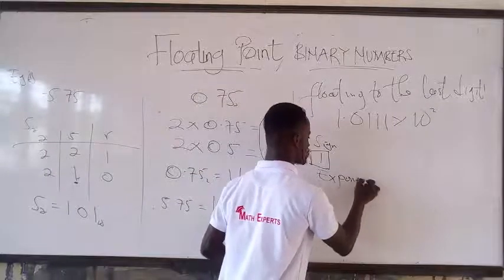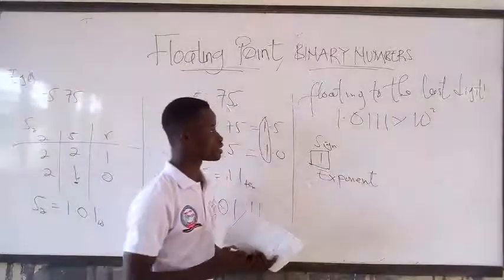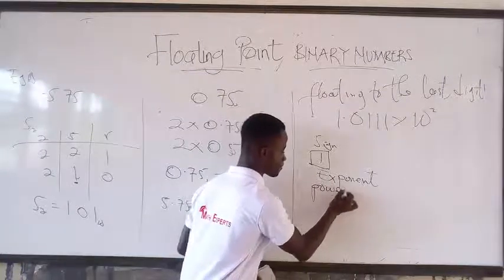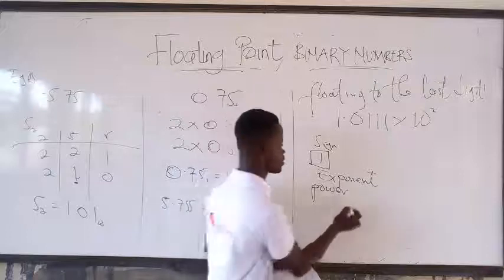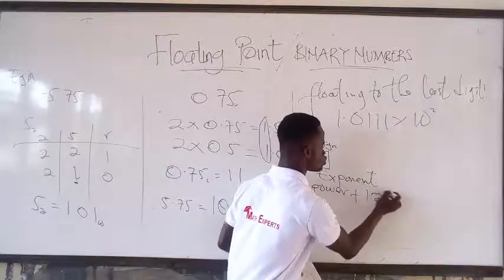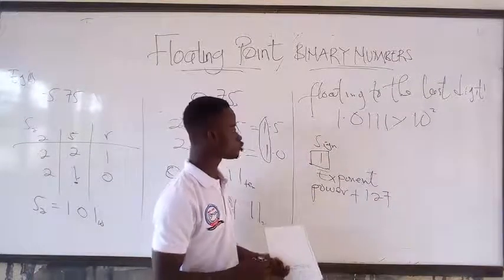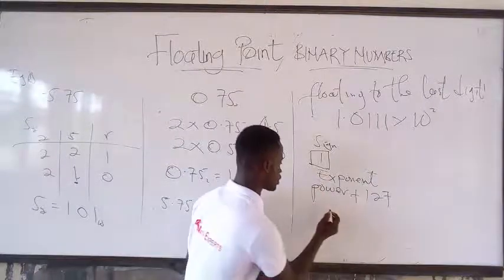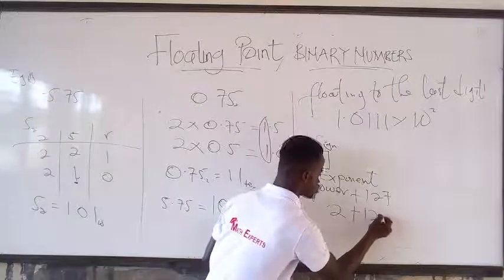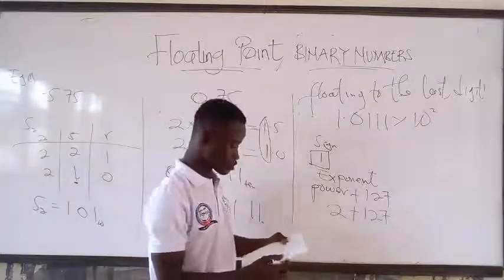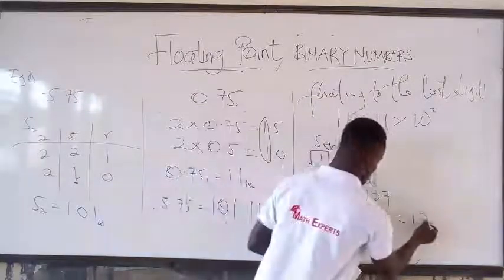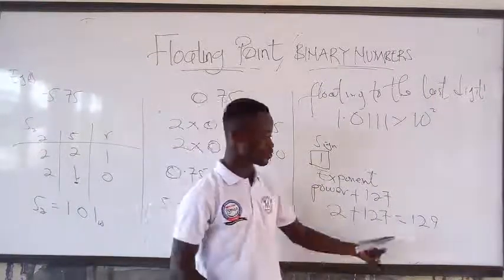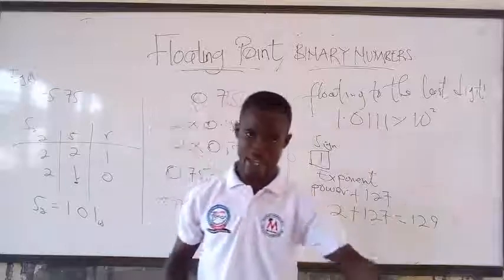Let's see what the exponent will be. Now, the exponent is the power, plus 127. So, from what we have, what is the power? 2. Okay. 2 plus 127. So, what is going to be the result? That is 129. Now, this 129 that you have, you also convert it again.